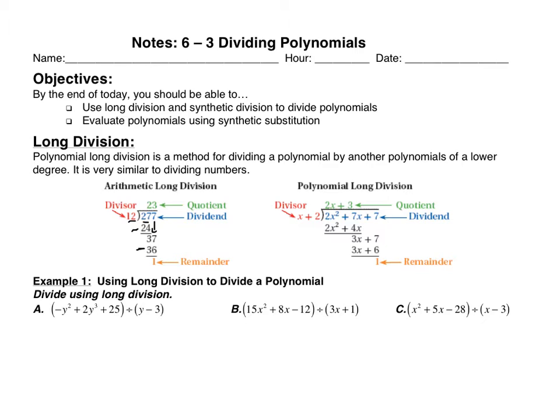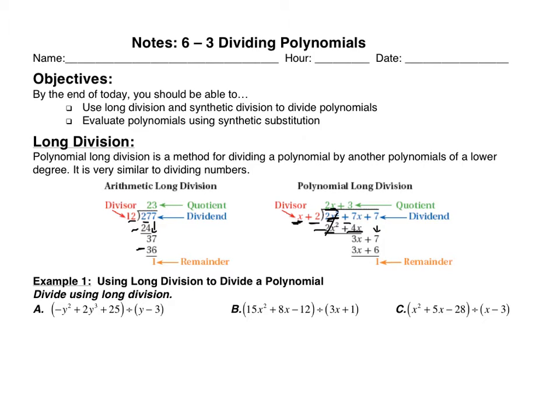So I'm going to look at 2x squared right here. How many times does x go into 2x squared? So we have 2x. So 2x times x is 2x squared, and 2x times 2 is 4x. And then I'm going to subtract. So subtract, I change the signs. The 2x squareds cancel out. 7 minus 4 is 3. And then I bring down my 7.